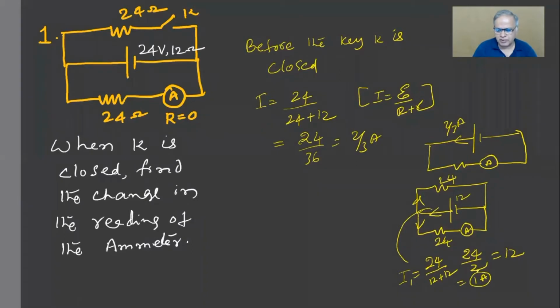So what is the difference in the readings of the ammeter? Previously it was 2 by 3. Now it is how much? 1. Isn't it so? So the difference is 1 minus 2 by 3, 1 by 3. Is it correct? No. This 1 ampere will divide into half here and half here. Previously, all that 2 by 3 was flowing, but now only half flows. That's a simple trick in the question.